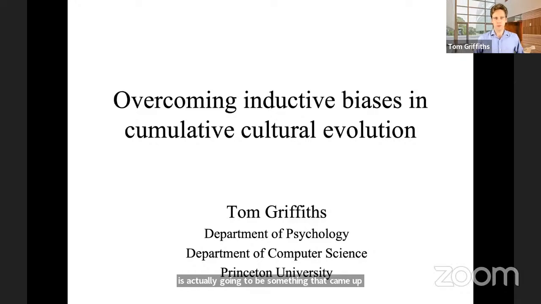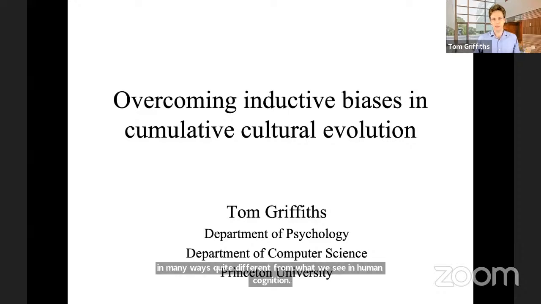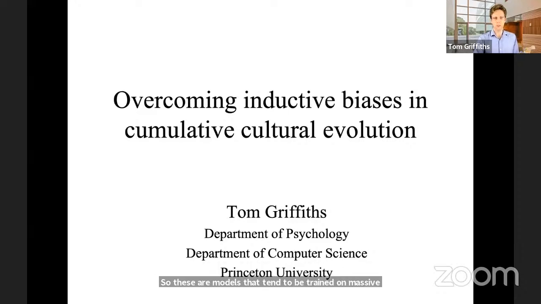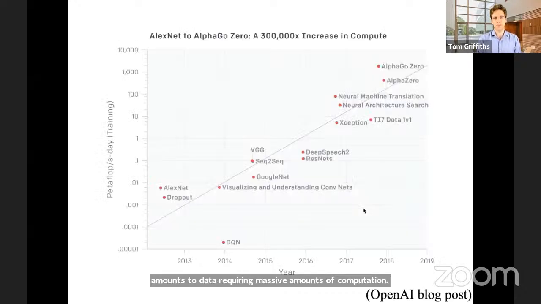My launching off point for this talk is something that came up towards the end of Ev's talk. One of the things that she mentioned was models that have been used in machine learning to try and capture aspects of language. When we look at those models, there's something about them which is in many ways quite different from what we see in human cognition. These are models that tend to be trained on massive amounts of data, requiring massive amounts of computation. And when we look at human cognition, we see a different kind of profile in the way in which data and computation are used.